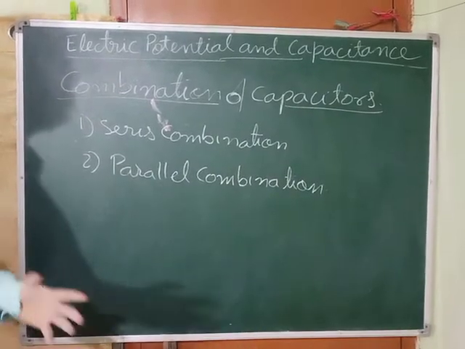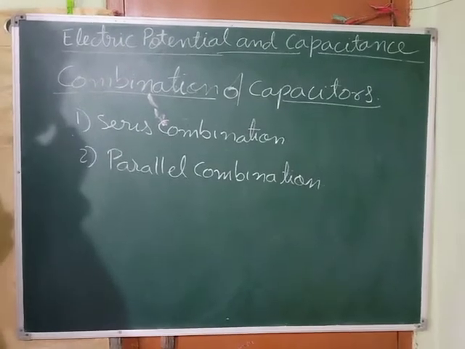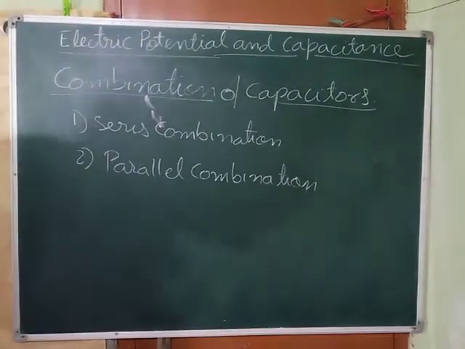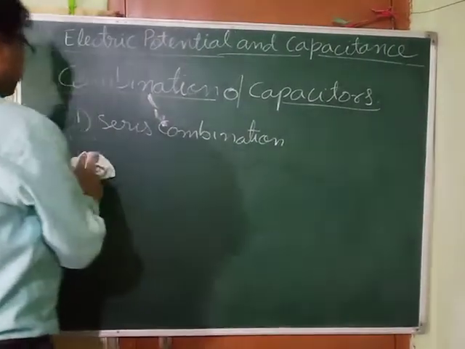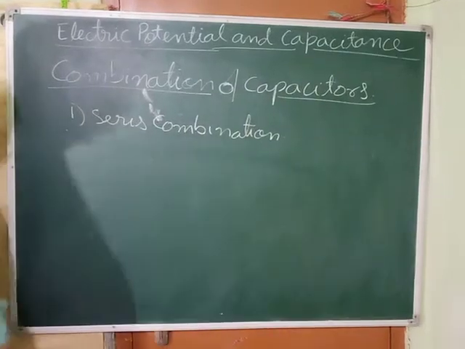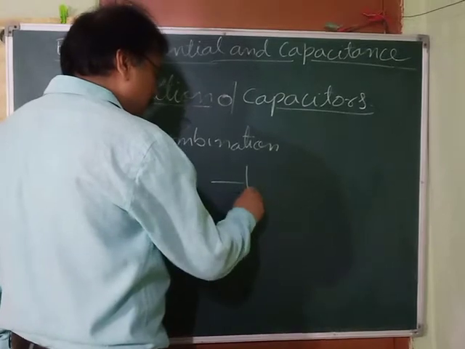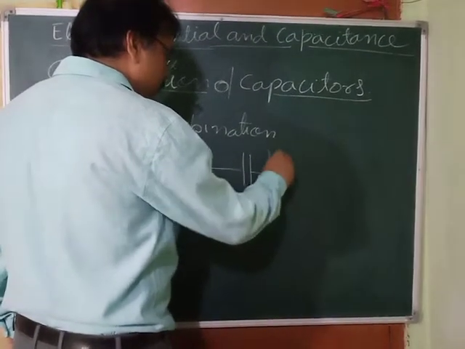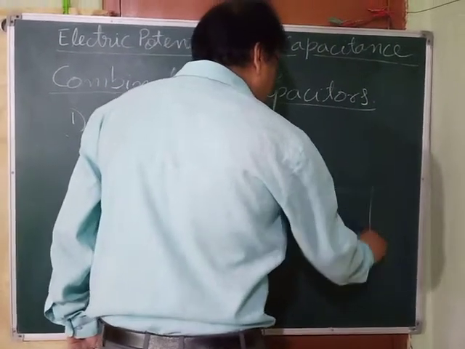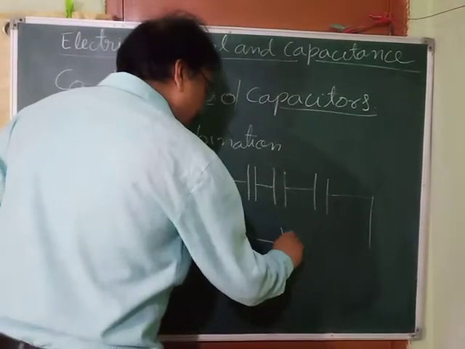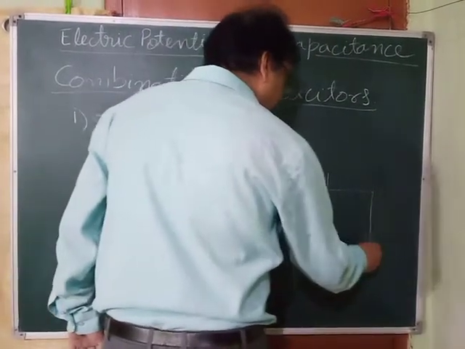You know very well, in series combination we connect end to end, the same thing which we have done in the resistance. Put the heading series combination. Now see what is series combination. Suppose these are the capacitors which are connected in series. Parallel plate capacitors are there, and then they are connected to a battery. You need not draw now. I will explain, then you will draw.